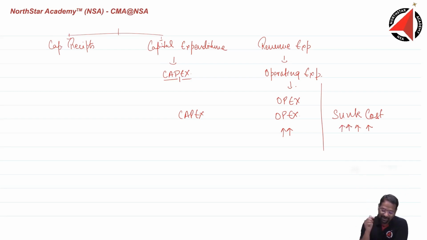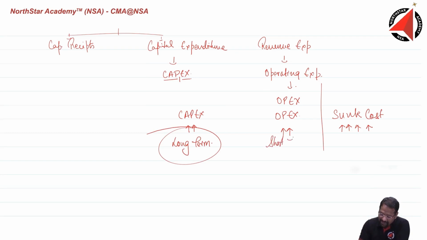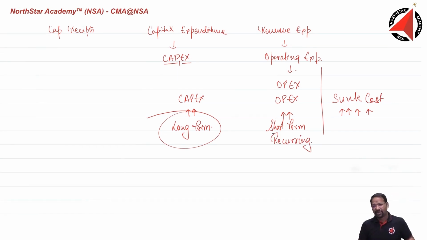So CapEx, yes, longer term. Exactly. So all of you have agreed. CapEx means long term, and OpEx means short term, or whatever you want to call it. It is recurring in nature, because one time you have gone to CCD, it will not stop. You are going to go to CCD quite often.